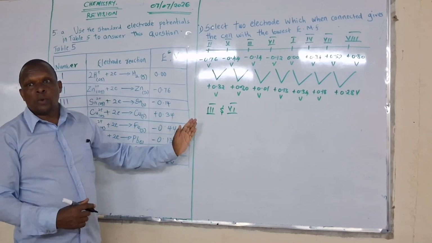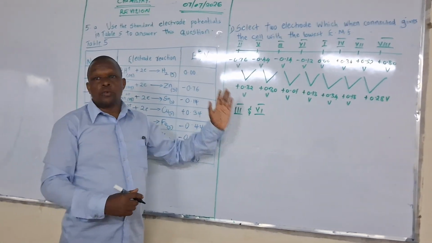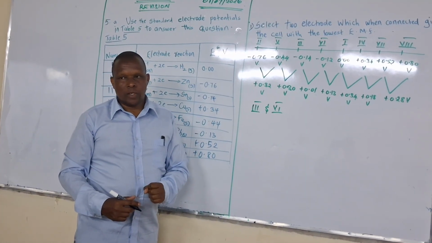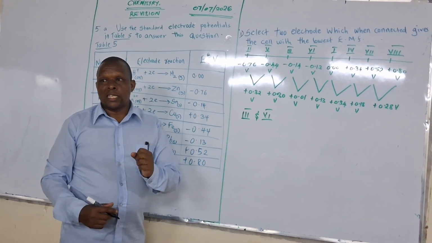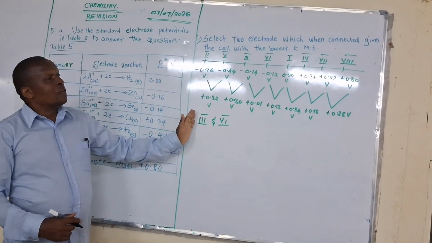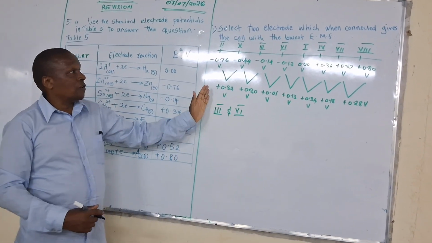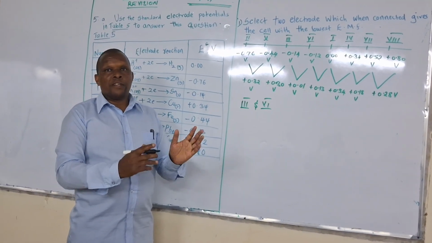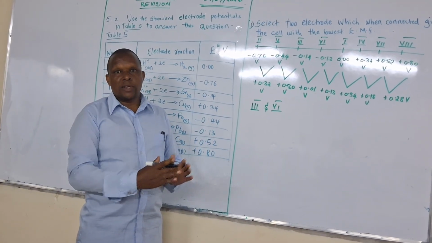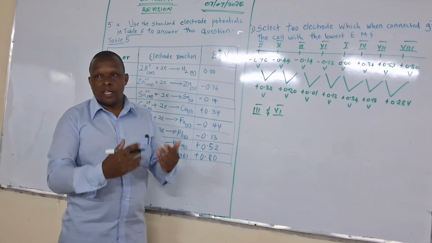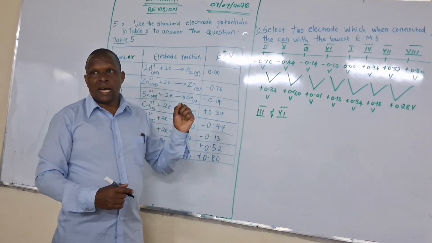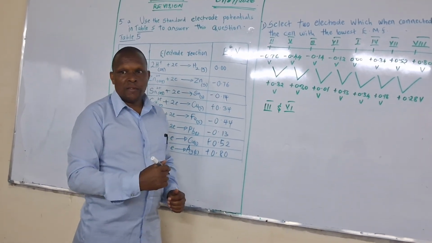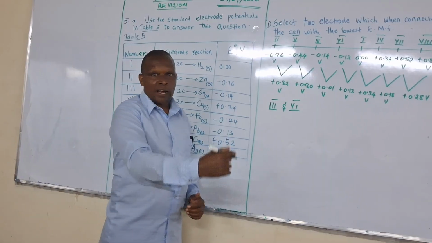So these are questions that require higher order thinking. This is what we call a higher order thinking question, okay? It requires higher order thinking skills. That is why it involves a lot of work. First of all, arranging all the half cells. After arranging the half cells, finding the difference between two which are close together until we get the one which is the lowest. Unlike the one for the highest EMF, whereby you just choose the one on the far left and the one on the far right.